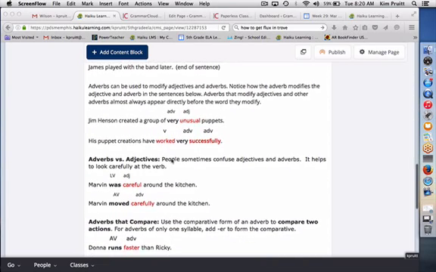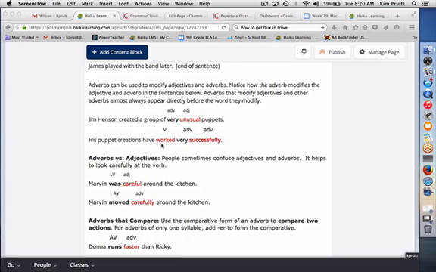And remember, the adverb is going to come first. Okay? All right, and then we've got his puppet creations have worked very successfully. Now, very is your adverb, and it's modifying another adverb. So we've got how successfully, very successfully. But notice that we've got an adverb here. We have to determine what this adverb is modifying. And if there's not another adverb or adjective next door on the right side, then you've got to go verb hunting. So how did he work? Successfully. So it's modifying the verb. Successfully is actually modifying the verb worked.